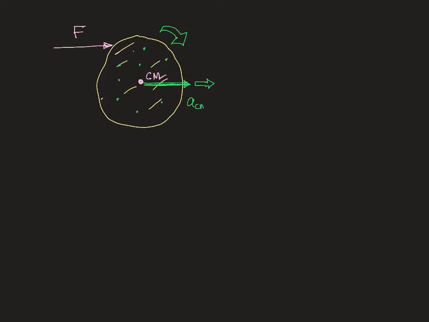The acceleration of center of mass you can calculate from Newton's second law. So A_cm is the acceleration of center of mass, and we can write F equal to m times A_cm. This rigid body is also a system of particles, right? It is made up of small particles itself. It's a continuous distribution of mass.